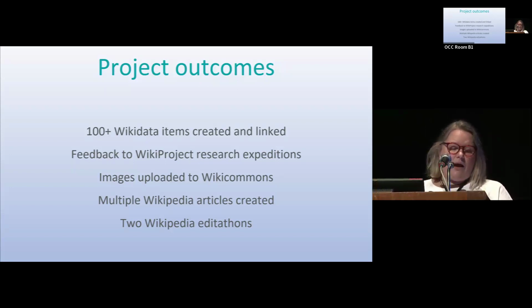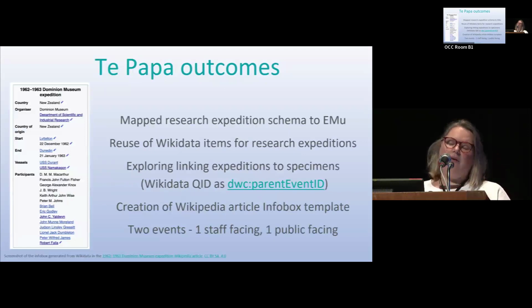And in doing this work, our project actually confirmed that the research expedition schema worked really well. We gave feedback on the schema to both the International Wiki Project and also to the TDWG task group, empowering these groups to make some improvements to it. Other outcomes included images being published from Te Papa's collection online website into Wikimedia Commons, and the creation of multiple stub Wikipedia articles for staff and the public to work on during the 2 research expedition Wikipedia editathons that we held. But more importantly, Te Papa then took this work and then built on it.